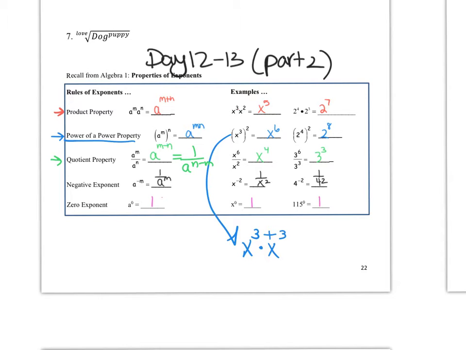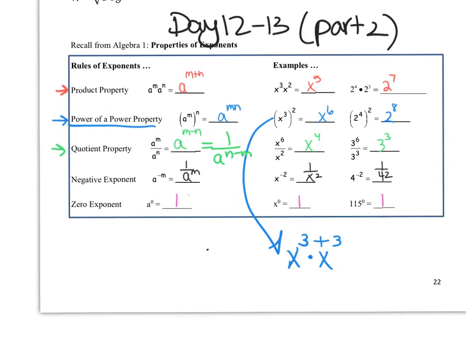Negative exponents. You guys, for the most part, a lot of times it'll say make all exponents positive. So if you do have a negative exponent left, the way you make it positive is you put it to the denominator and make it positive. That's all it's doing, okay? So that's what I did here and here. So it became 1 over x squared, 1 over 4 squared.